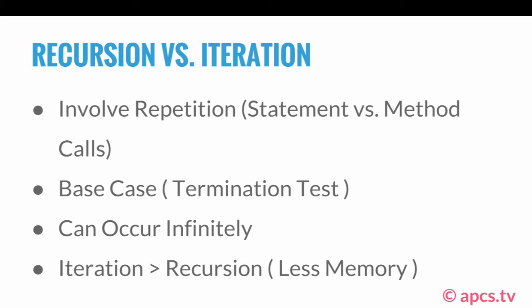With iteration, with the while loop we check for a condition, and similarly for the for loop we'll say if i is less than x or something like that. Both can occur infinitely, and usually iteration is preferred over recursion because it takes up less memory. But again, if recursion can simplify the code more than iteration, that's when you want to use recursion. But usually iteration has the upper hand over recursion.